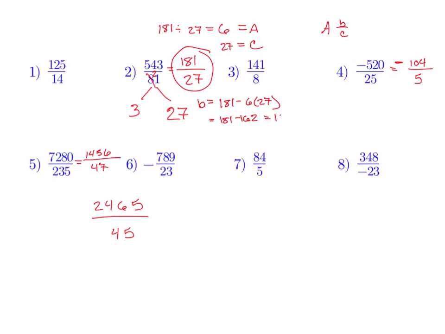Over 27. So our answer is, here's our A, here's our C, here's our B. So this one, I am totally running out of space because I'm writing too big, is equal to 6 and 19/27.